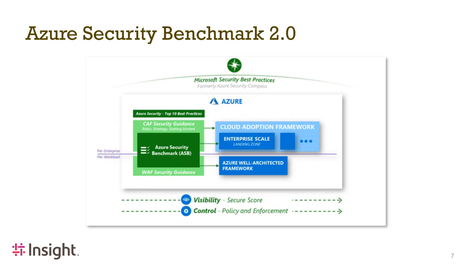The last one I want to talk about is Azure Security Benchmark V2. Azure Security Benchmark V2 is aligned with Microsoft security best practices, or you might know it as the Azure Security Compass. It provides a single consolidated view of Microsoft Azure security recommendations, so that you can deploy them to increase the overall security and compliance for your workload and environment in Azure.